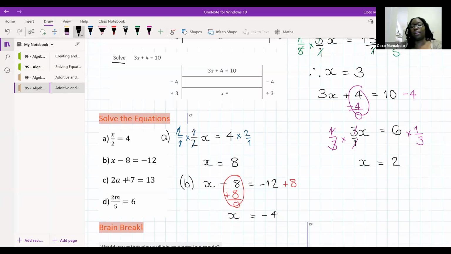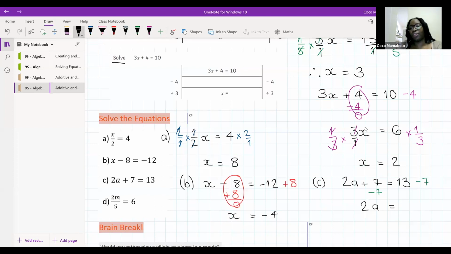Okay, let's do C together. So C: 2a plus 7 is equal to 13. Now I'm going to be quiet because I want you to tell me what I'm going to do. We're going to use the additive inverse, meaning that the additive inverse of +7 is -7. So it's going to equal 2a, and whatever you do on one side, you have to do on the other side. So 13 minus 7 is 6.